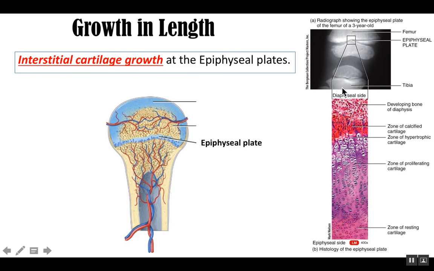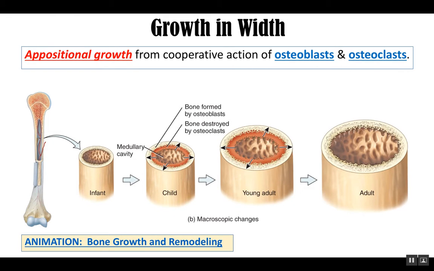This is the tibia, and we see that the proximal end of the tibia also has a growth plate. So this tells us that this individual's bones are still growing. So we can determine whether bones are still growing or not by identifying epiphyseal plates as opposed to an epiphyseal line. The next method of growth is in width.